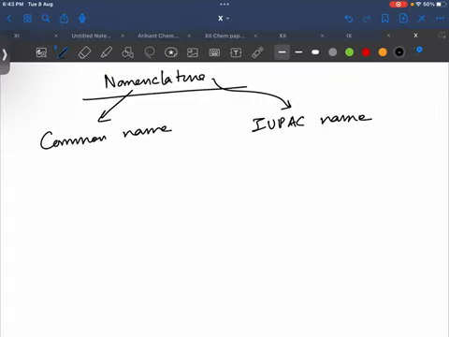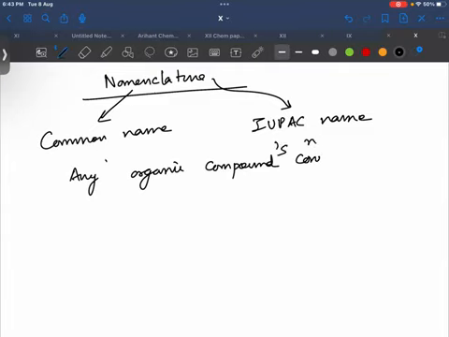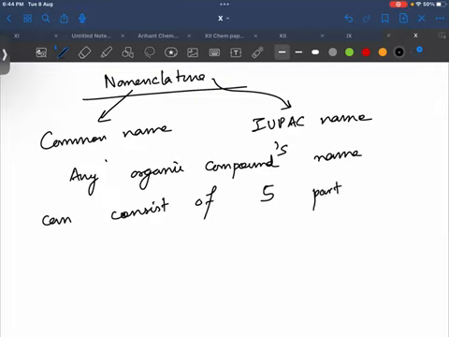So write down any organic compound's name. It can consist of 5 parts. Not necessarily, but at most 5 parts. I'm dividing the IUPAC name into 5 parts. Are you understanding? For example, let's say your name is Shivansh. I'm dividing that into parts: Shi is 1, Van is 1, SH is 1. Like that you can have 5 parts.